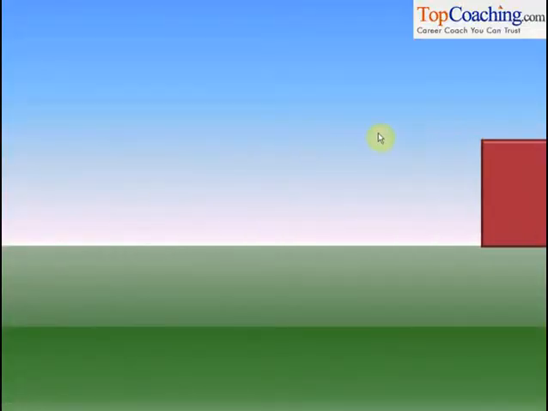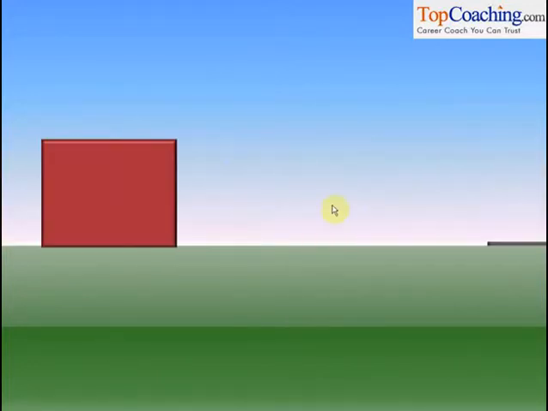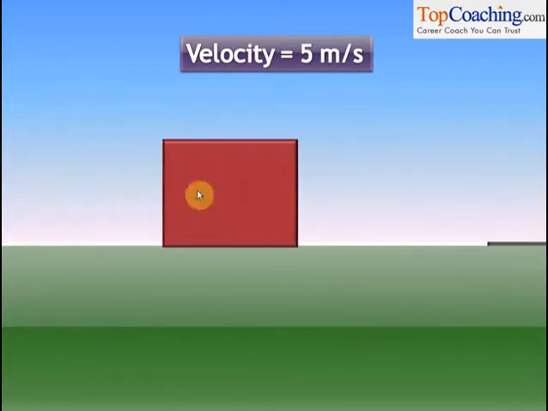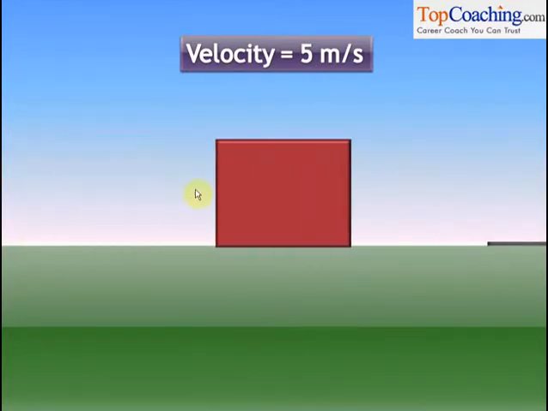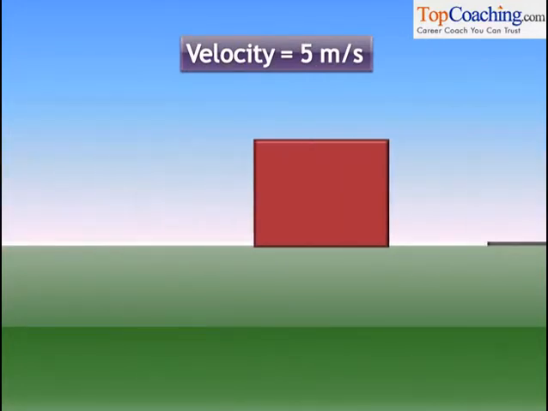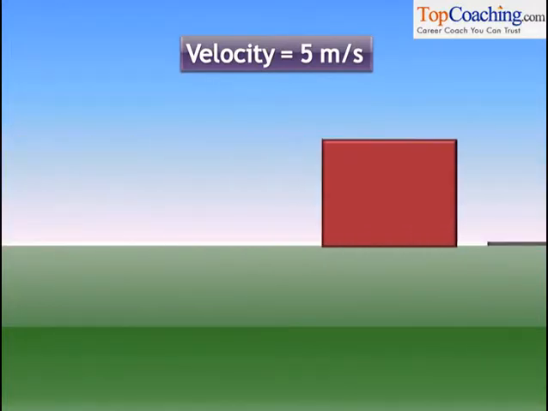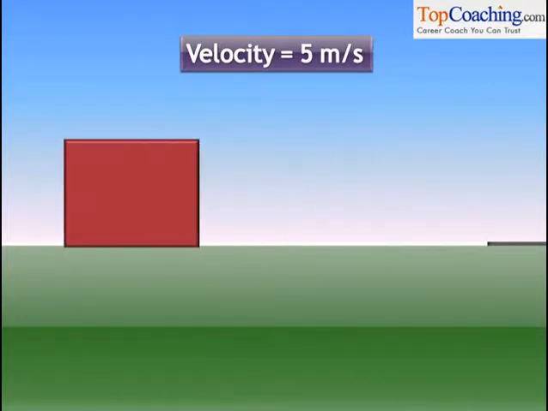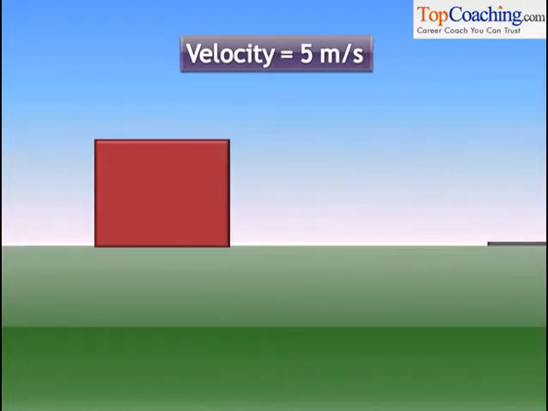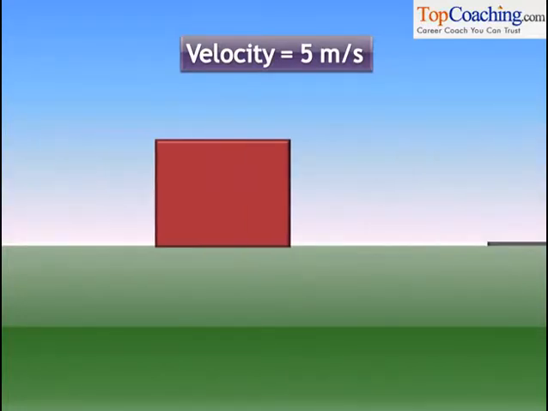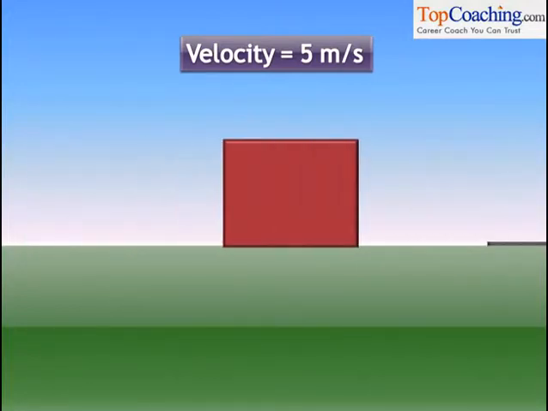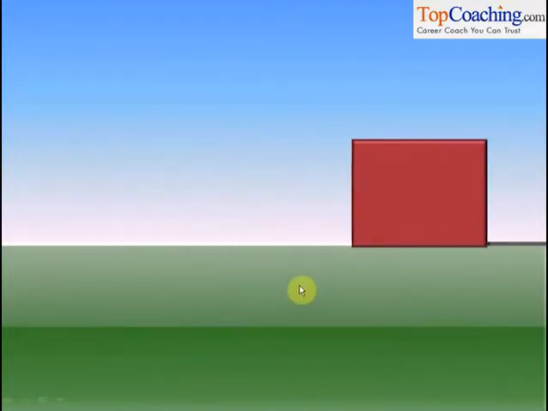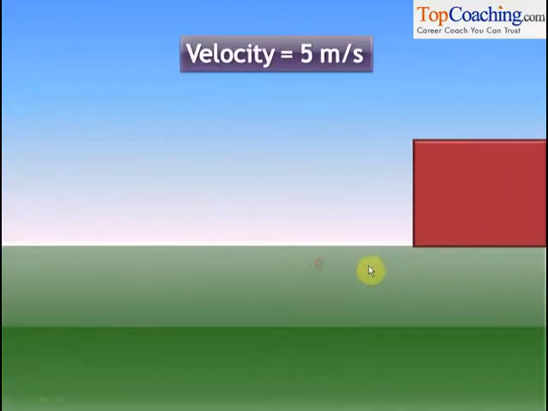Take a look at this block moving on the ground. Now, which part of this block is actually moving? If you say that the velocity of the block is 5 meters per second, then the velocity of which part of this block is 5 meters per second? The top part, the bottom part, the right part, the middle part? What we do is that we take one single point to represent the entire block. This point, which is used to represent the entire block, is called the center of mass of the block. Understood?